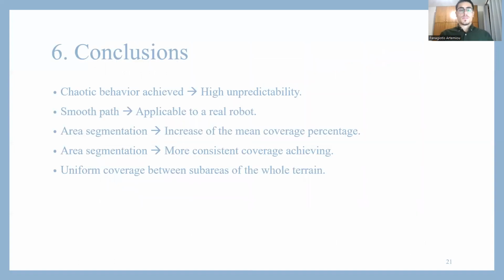So, to conclude this presentation, in this work, a chaotic navigation algorithm was developed, which had the desired chaotic behavior. Restricting the motion of the robot made the motion smoother and eliminated sharp turns, and it made this idea easily applicable to a real robot. And finally, using the area segmentation technique increased the coverage percentage, and also made the coverage more uniform. But more importantly, it made the coverage achieved more consistent.